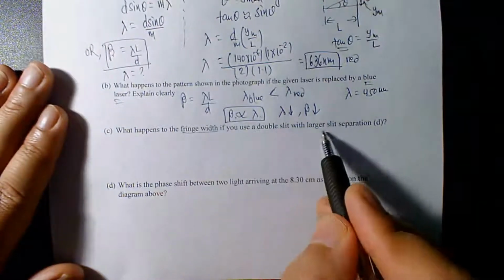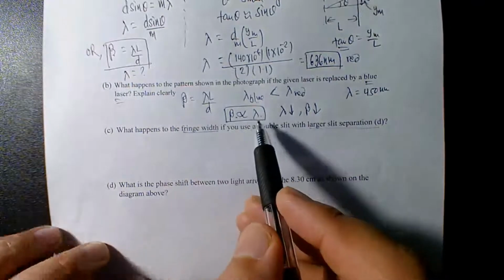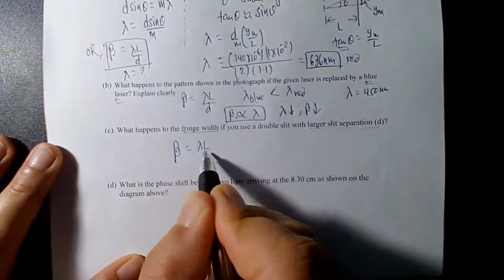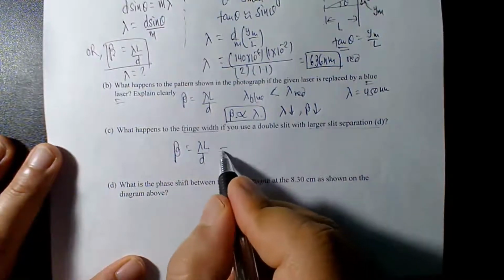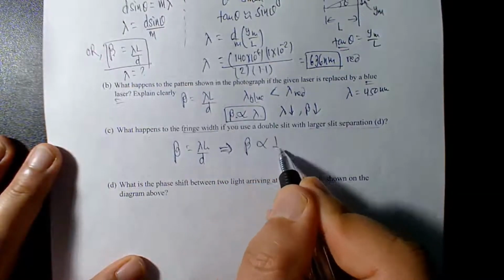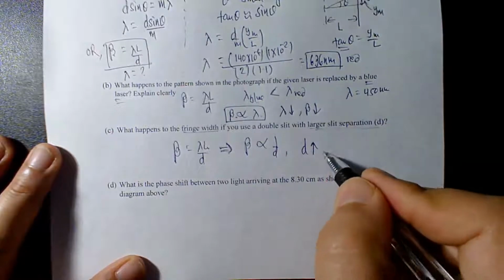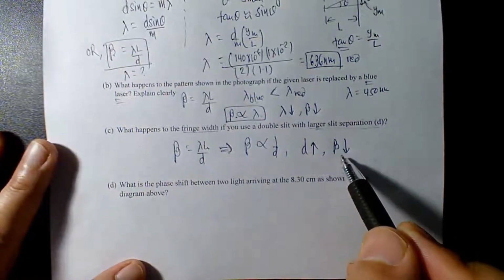Okay, now next, what happens to the fringe width, which is beta in our symbol, if you use a double slit with larger slit separation? Use the same laser, so again, back to the same formula. For the given wavelength and L, if these are constant, beta is inversely proportional to D. So if you use a D with larger slit separation, beta will have smaller separation. Fringe separation will decrease.